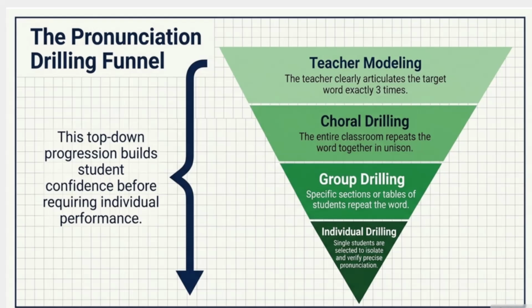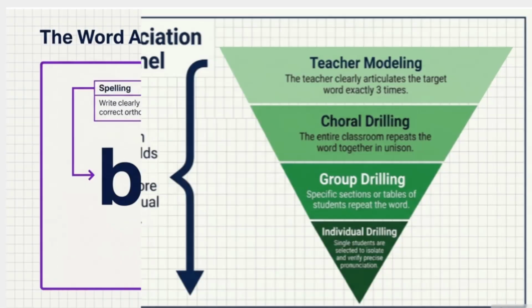Then we move to group drilling. For example, girls, briefcase, boys, briefcase, or group 1, briefcase, group 2, briefcase. Finally, we move to individual drilling. We select individual students and ask them to pronounce the word. This progression is important because it builds confidence. Students first hear a good model, then practice together, then practice in smaller groups, and finally demonstrate their pronunciation individually.